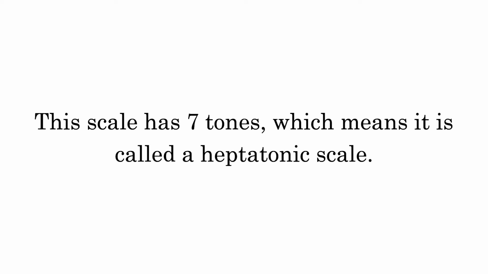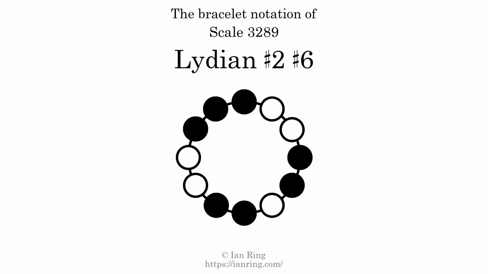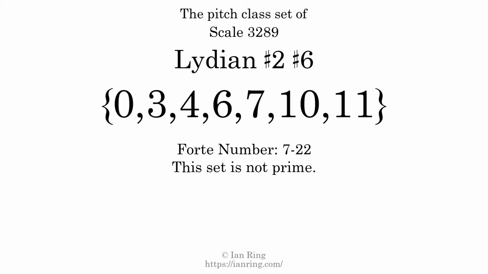This scale has 7 tones, which means it is called a heptatonic scale. This is a bracelet notation diagram of scale 3289. The shaded circles represent tones that appear in the scale, and they are read clockwise, starting at the top. The pitch class set for this scale is 0, 3, 4, 6, 7, 10, 11. The Forte class is 7-22. This set is not prime.